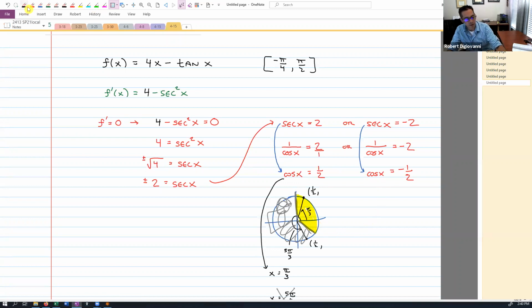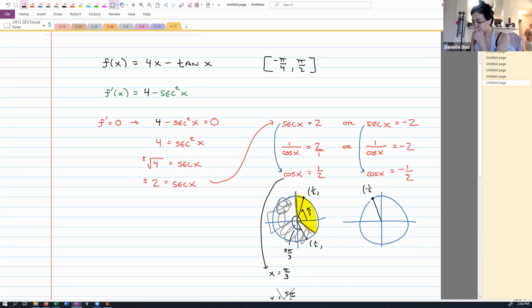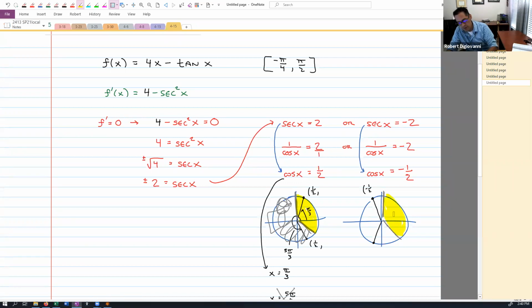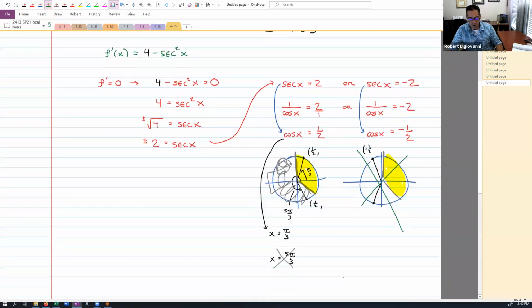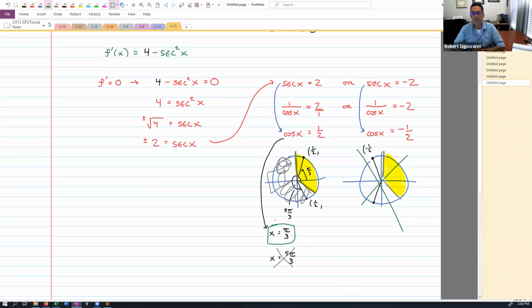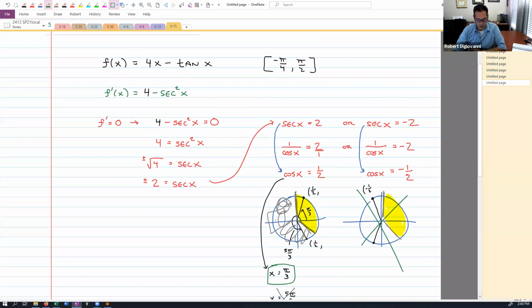Now, what about this over here? This is saying where on the unit circle is your x coordinate -1/2? And that's what Danielle was saying, here and here. But I'm not even going to look at those. Why? Again, I can only look between here and here. So I'm only allowed to be looking at answers in here. So I don't even care about that at all. So I only have one critical number, pi over 3.